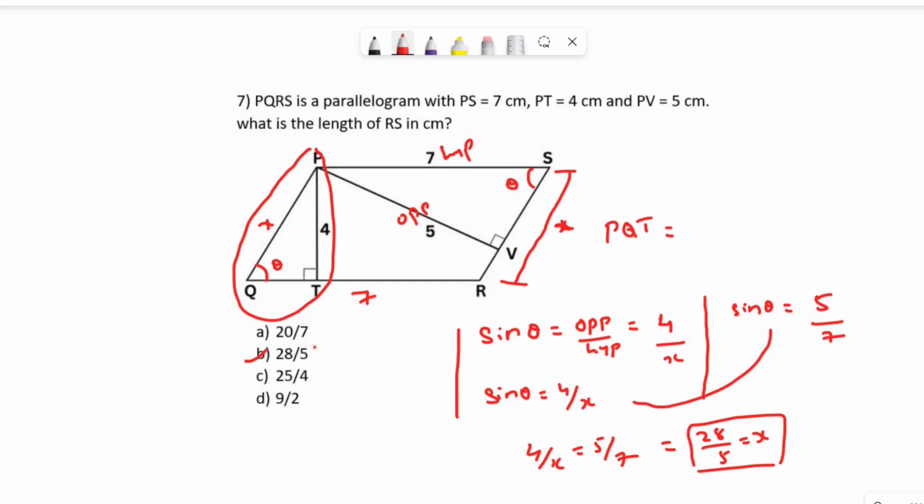You can solve this in other ways also. There are 2 other methods where we can find the solution for this. But these 2 are the simple ways of solving this question.